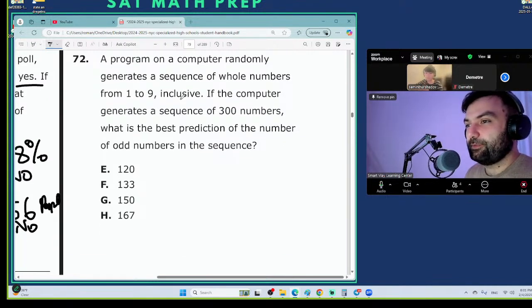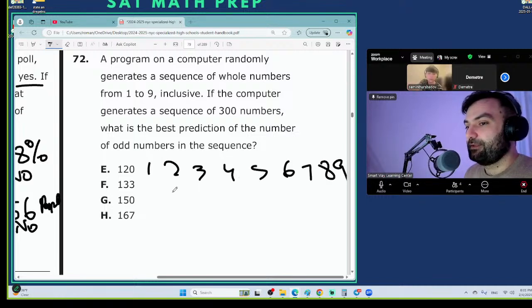A program on a computer randomly generates a sequence of whole numbers, 1 through 9 inclusive. If the computer generates a sequence of 300 numbers, what is the best prediction of the number of odd numbers in the sequence? For us, it's a piece of cake, guys. What is the probability of getting an odd number from 1 to 9? From 1 to 9 is how many numbers? 9. So it's going to be 1 and 3 and 5 and 7 and 9, right? Which is 5 out of 9.